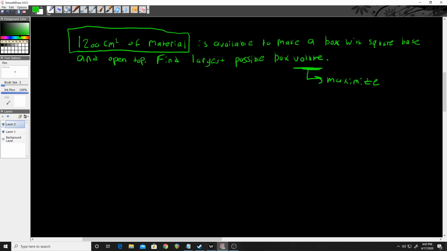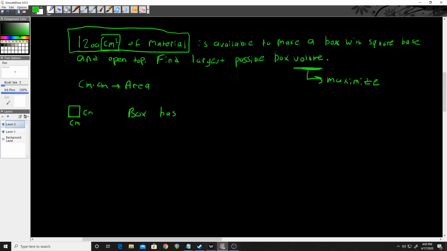Okay, so centimeters squared. Centimeters squared is literally centimeter times centimeter. So this is an area. What I'm saying is this is kind of like 1 square centimeter. If each one of these sides is a centimeter, then this is a square centimeter, and we have 1,200 of these to work with.